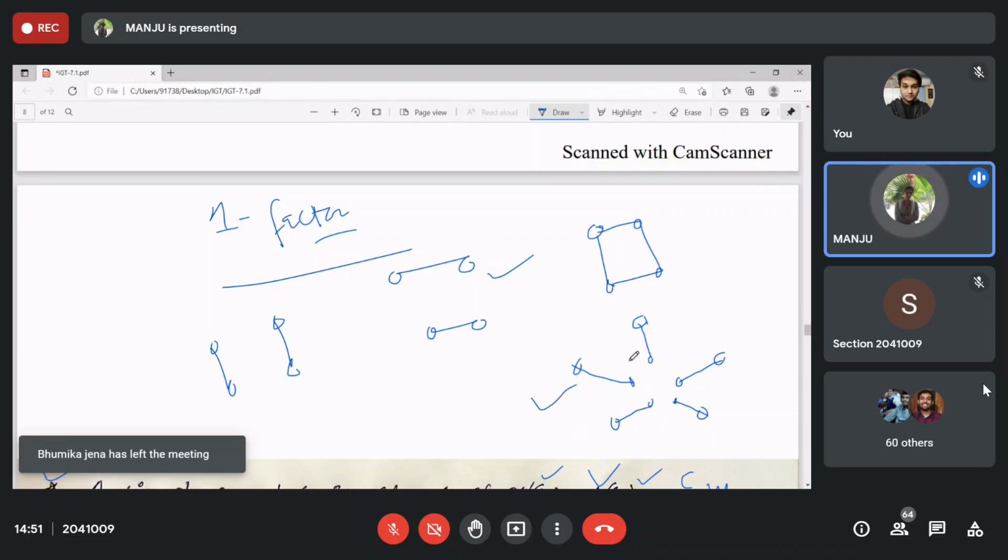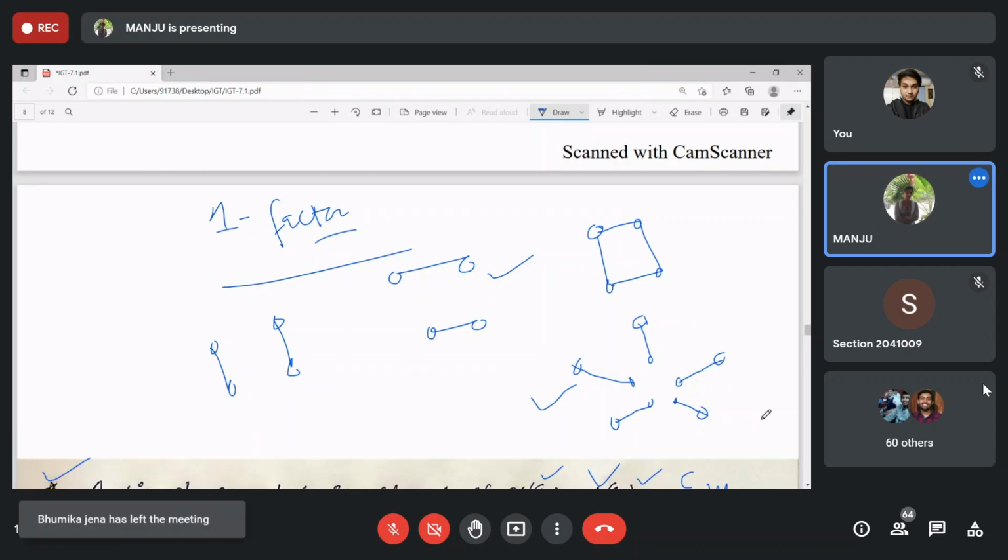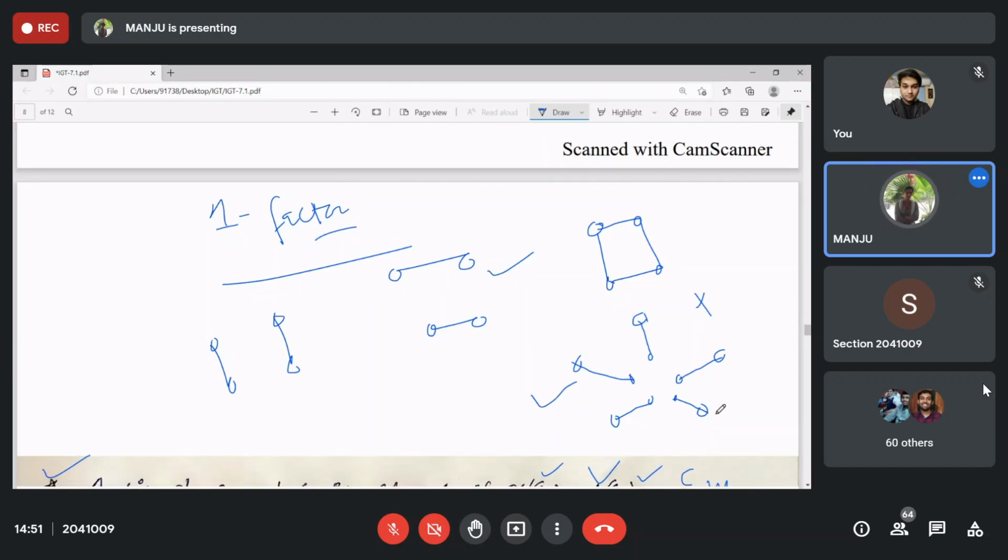Can you find two factor? Can you find C10? That does not exist, any two factor. Okay, you can try it and check whether there exists or not.